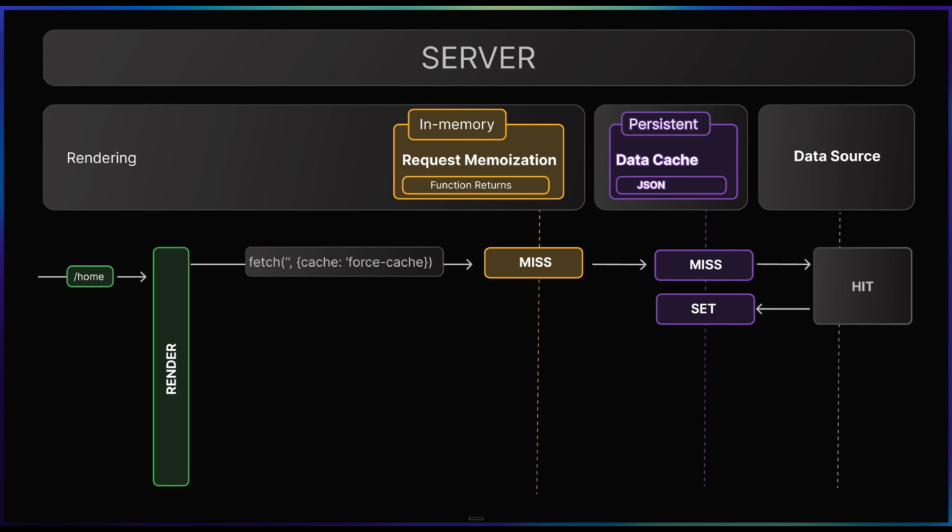On the way back, it sets both the persistent cache, like a JSON blob, and the in-memory memoization on the promise. So on the next call, you'll hit both caches and skip the data source entirely.